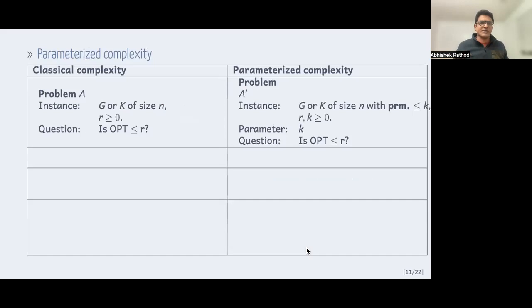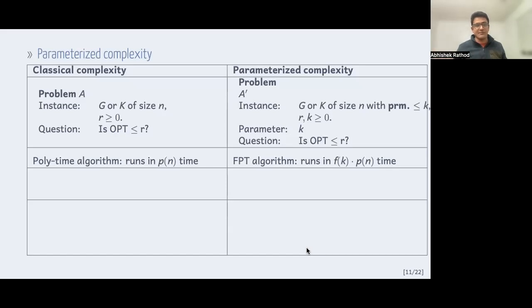So recall that in parameterized complexity, along with the instance in the question, you have a third bullet, and that's the parameter. And basically, you say that your parameter is bounded by some integer k. So you expect the parameter size to be small. And the tractable algorithms in this context are algorithms that run in f(k) multiplied by p(n) time, where f is any computable function of the parameter k, and p is a polynomial function of the instance size n.